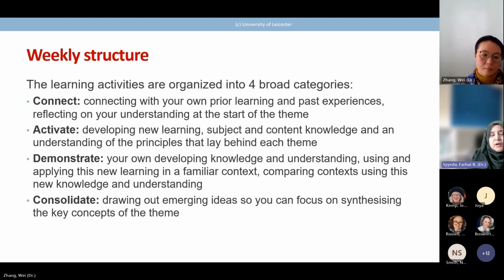The next is activate, so we help them develop new learning, make a connection with their prior learning, and develop some new understanding about the content. In demonstrate, they have to show their own developing understanding about the topic, and sometimes they are asked to write a paragraph or a blog. And finally, we have something called consolidate. In this part, the students consolidate their learning on the topic which they have explored. They write a larger paragraph, or a small blog or some post which they can put on the discussion board also. So it's basically to synthesize what they have learned.